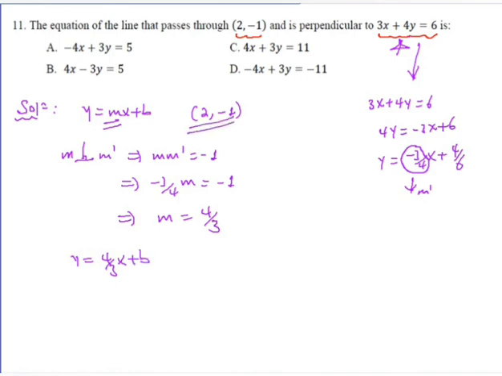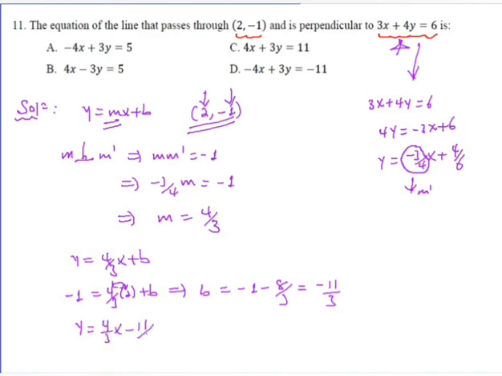Now this line passes through (2, 1). Use x and y to get b. So y is minus 1 and x is 2. So from here you can get b is equal to minus 1 minus 8 over 3, because 4 times 2 is 8. So this is minus 11 over 3. So the equation of the line becomes y is equal to 4 over 3 x minus 11 over 3.